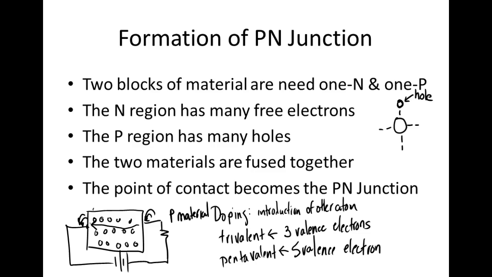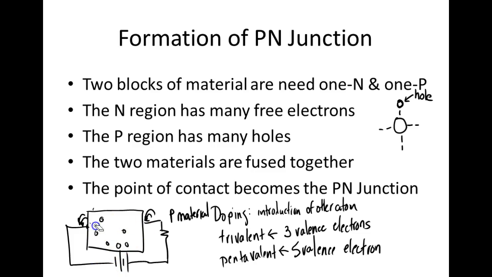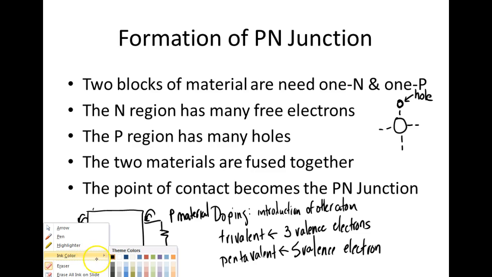So what we do, we don't draw little circles all the time. And I want you to understand, to represent the holes, they act like positive charge, even though they're not charged. So normally when you see this drawn, they'll come over here in the P material and put a bunch of plus signs in there.